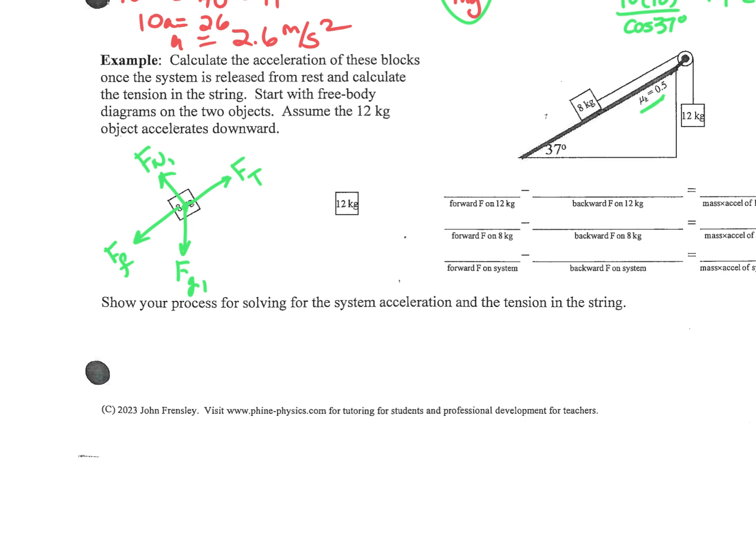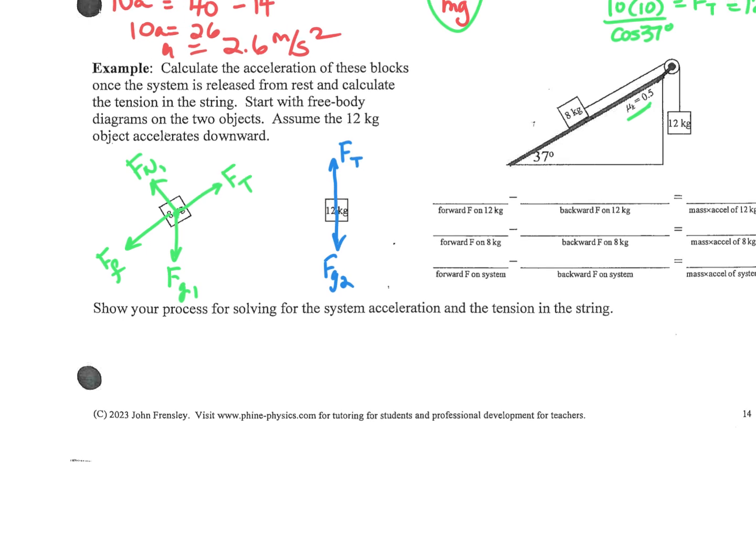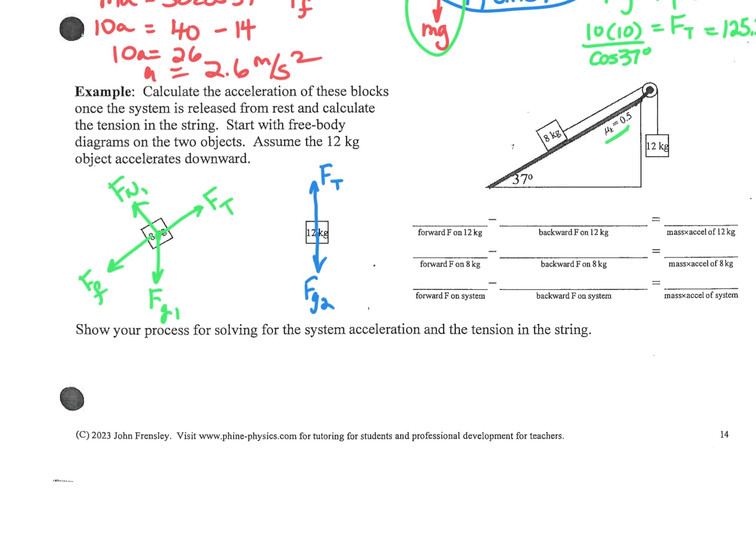Now, we know for the other block, we have the force of tension. Notice I'm not using sub 1 on that one because it's the same tension, because it's the same string. But on this guy, I have the force of gravity sub 2, because they're not the same mass. Use your subscripts wisely. So now, if I'm doing a free body diagram for the AP test, I don't add anything else to this. I do not add any kind of components to it.